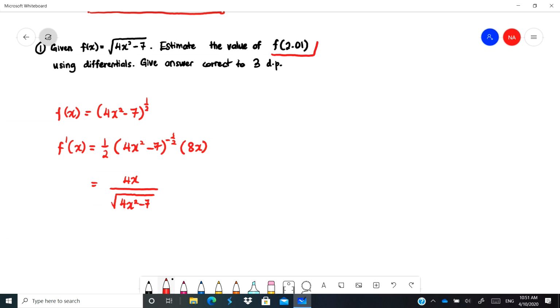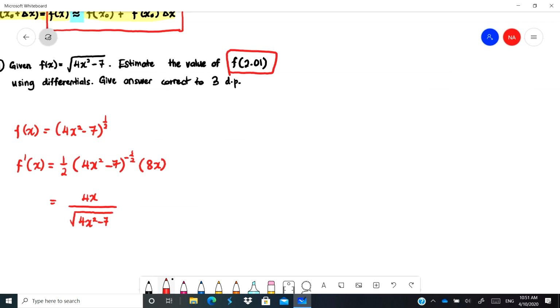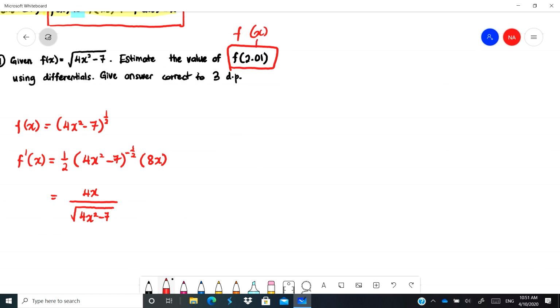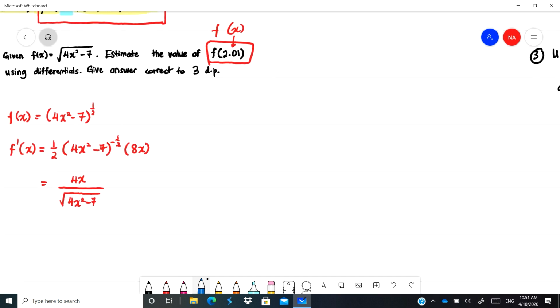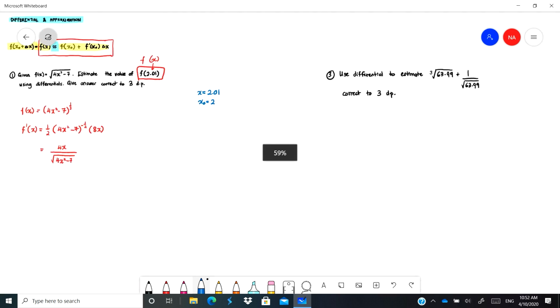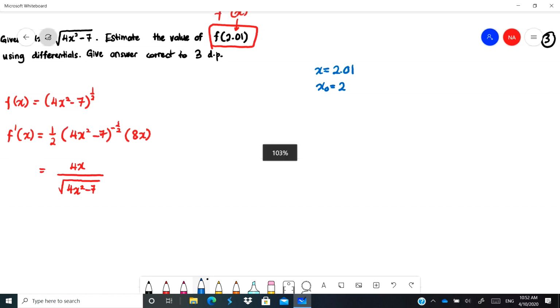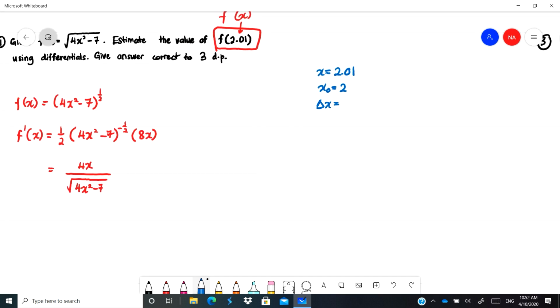Now we'll have to decide what is x and what is x naught. Look at this value. This is actually f(x), meaning that this is x. So x is given by 2.01, and of course x naught is actually 2, because the nearest whole number to this value is 2. Remember we also have to find delta x, which is given by x minus x naught. In this case 2.01 minus 2, so we'll get 0.01.